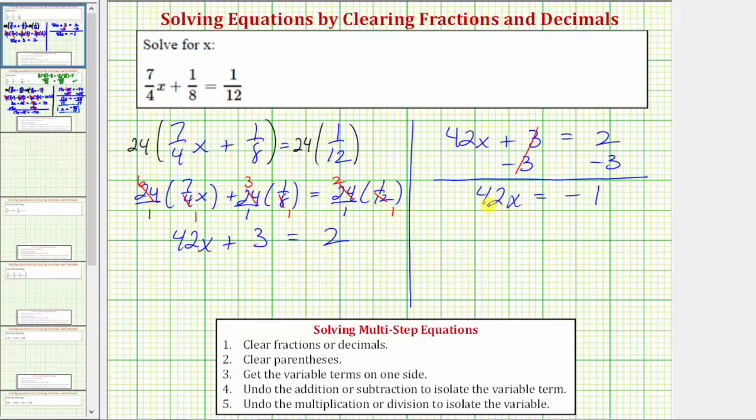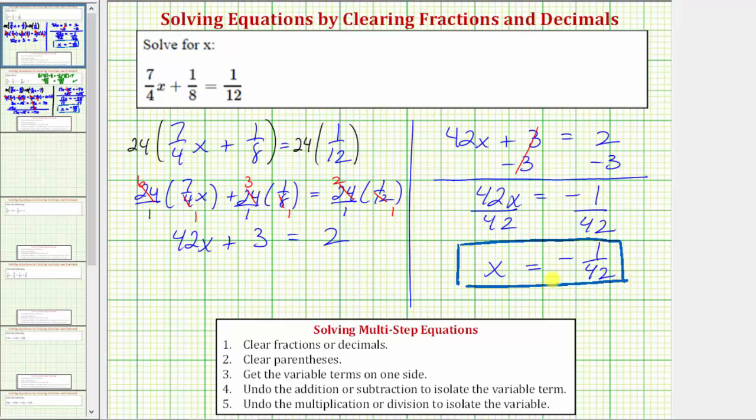Because 42x means 42 times x, in order to solve for x, we need to undo this multiplication by performing the inverse or opposite operation. And therefore, to undo multiplying by 42, the next step is to divide both sides by 42. Dividing by 42 undoes multiplying by 42, and therefore the left side simplifies to x, or 42 divided by 42 equals 1, and 1 times x is x. On the right side, we have the fraction negative 1/42. And because the fraction does not simplify, we have our solution. Our solution is x equals negative 1/42.